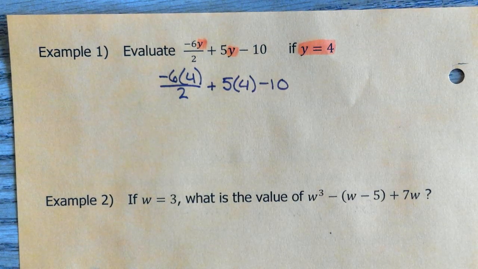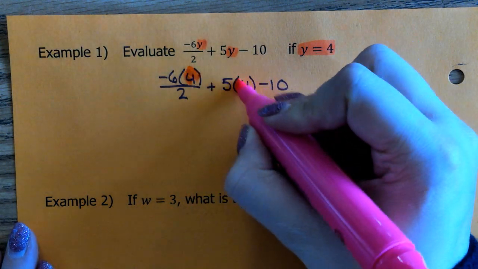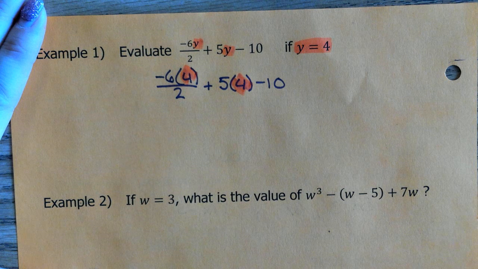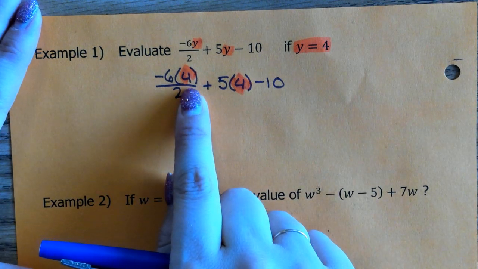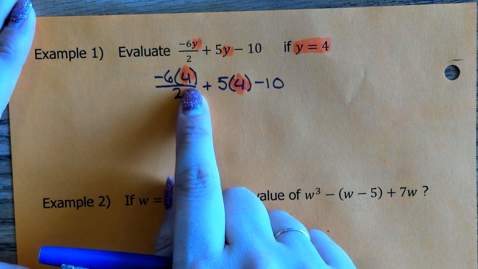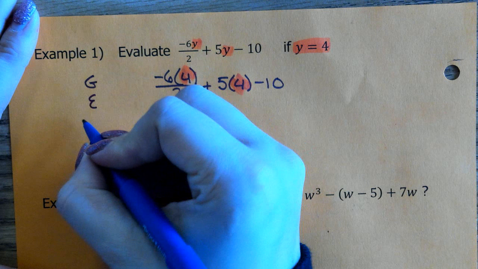Now the really important thing here is that I have to know what this means. When I put it in parentheses next to it, just because it's in parentheses does not mean it's a group. When I have just a number in parentheses, I can't do anything. It's not a group unless there's actually an operation in there for me to do. So I'm going to put GEMDAS down the side so I remember what to do.